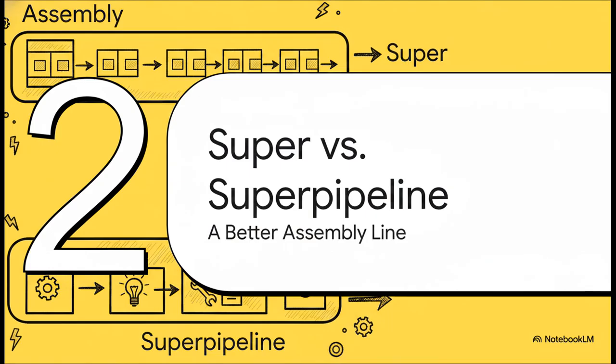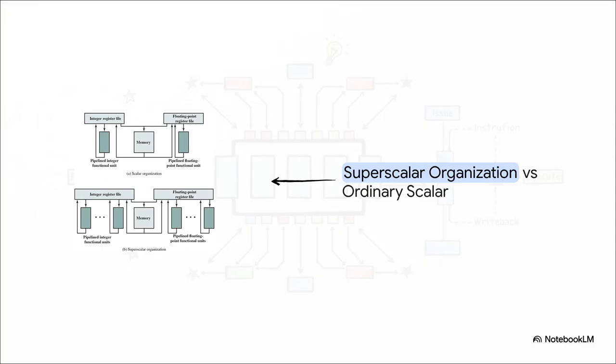Moving on to Section 2, superscalar versus superpipelined, building a better assembly line. Now you might be wondering, how do hardware engineers actually exploit all that parallelism? Well, they came up with 2 main architectural philosophies to build a better assembly line. And this brilliantly illustrates the leap from an ordinary scalar design to a superscalar design.